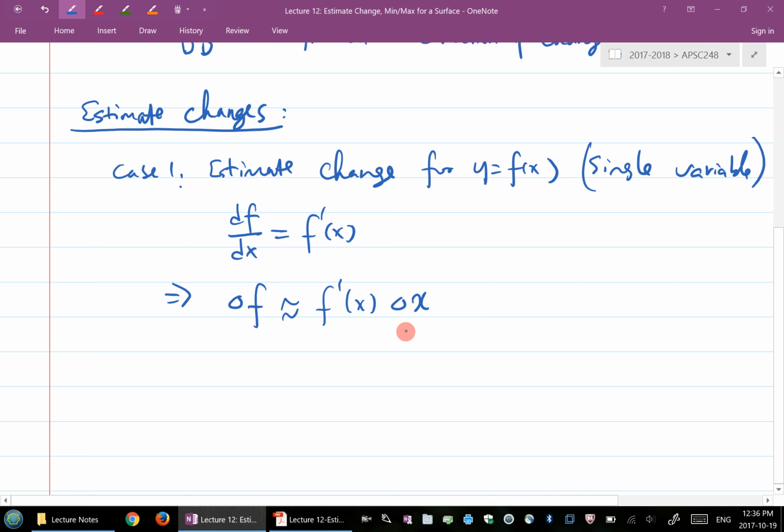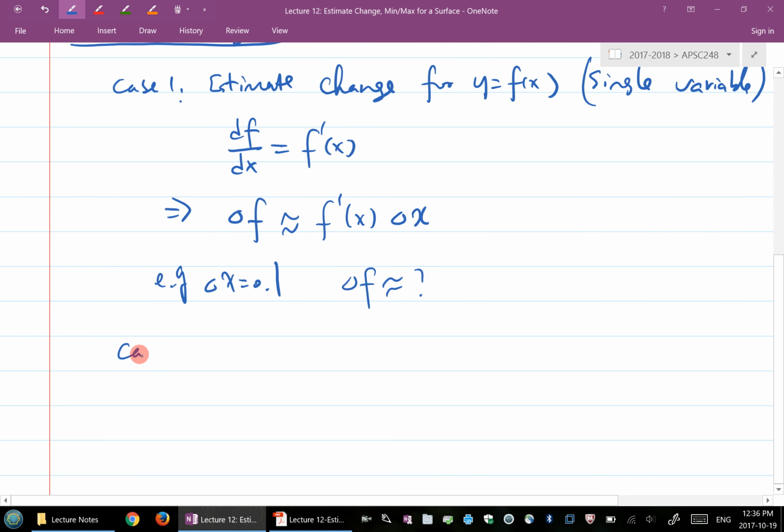If there's a change in the positive x direction, then how much is the change in this function here? So if this delta x is 0.1, then you can calculate this at a certain point, and you can calculate this delta f equal to something. That's a simple case for a function of a single variable. Now if you deal with a function of two variables.